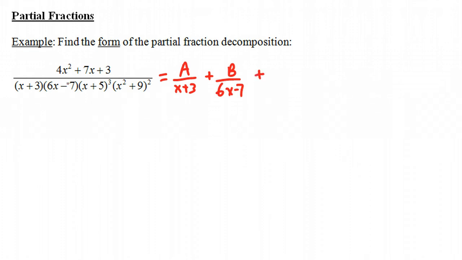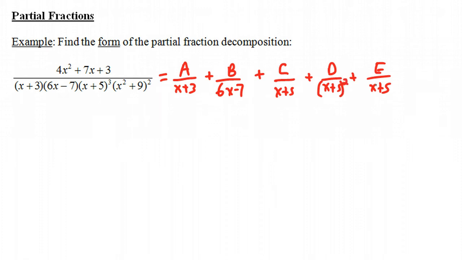Now the next factor is x plus 5. In fact, we have x plus 5 occurring 3 times. It's really x plus 5 times x plus 5 times x plus 5. Now it would be a mistake to put C over x plus 5 plus D over x plus 5 plus E over x plus 5. Okay, this would be incorrect. In fact, when you have a repeated factor, what you need to do is first of all put the C over x plus 5, but then you put D over x plus 5 squared and then E over x plus 5 cubed. Okay, and then we still have this last factor.